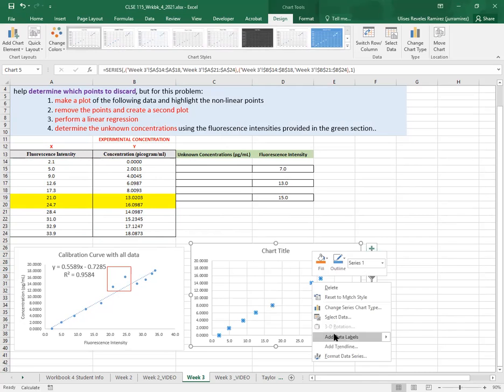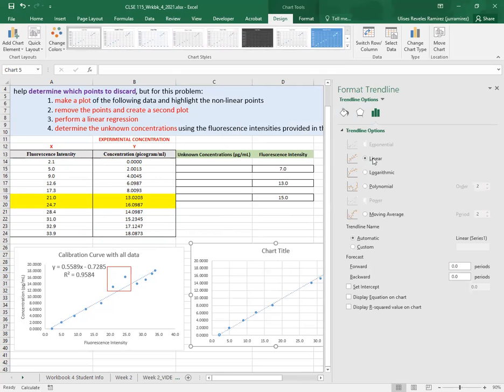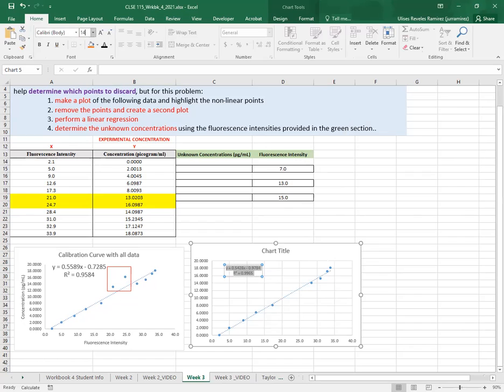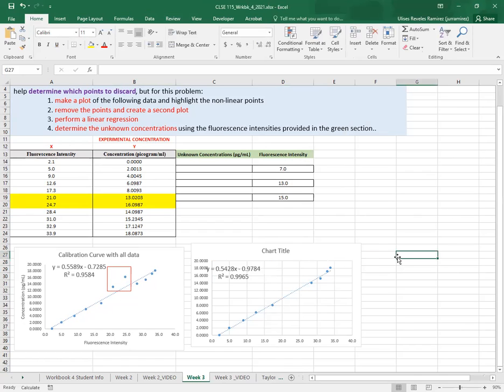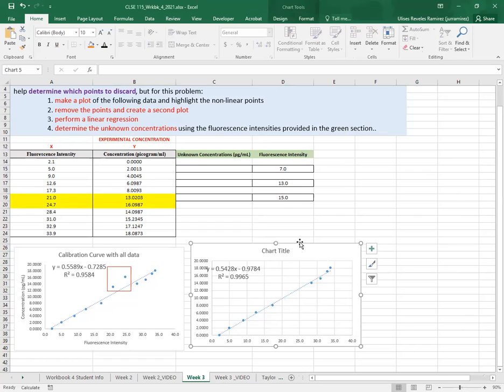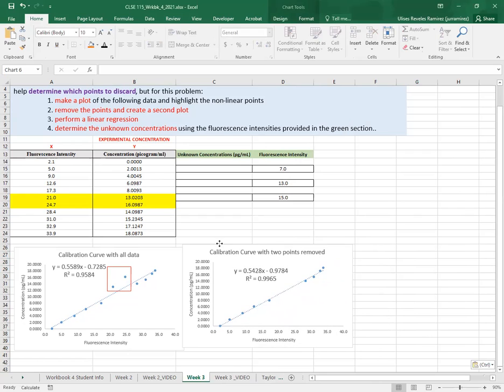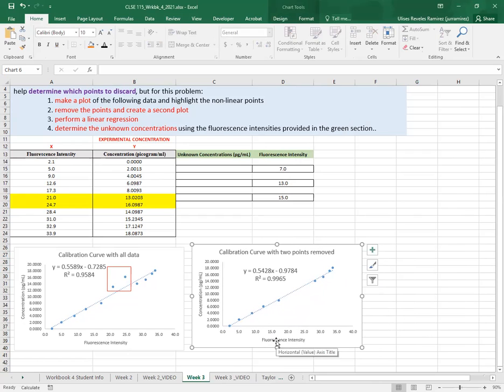Right click, add trend line, linear, display equation, display R square. You can see that our model is now much better. Its R square value is now 0.9965. Let's add some labels here. Okay, that will be just my graph, adding the labels for the X and Y variables.